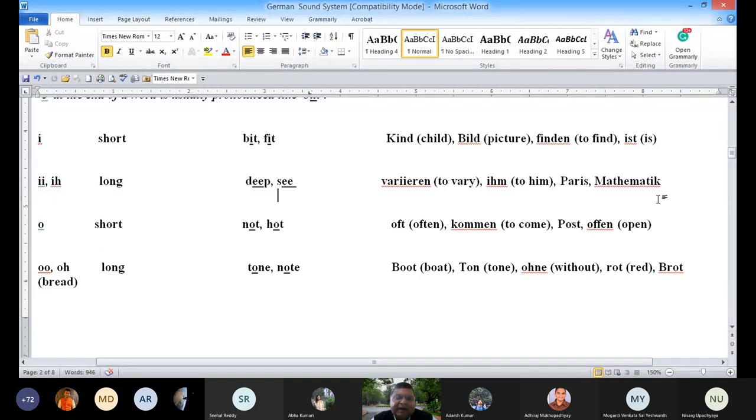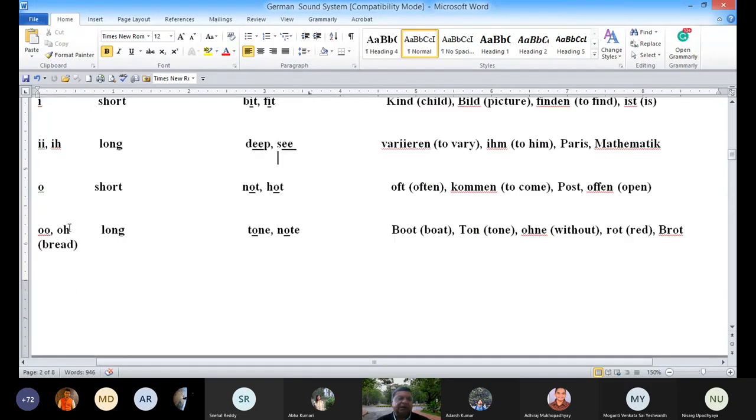So these are the examples of I, short and long. And the last one is O, short and long. What will be the difference when I say short and long? For that you look at English examples. NOT, not. TONE, tone. So these are the sounds. If you're pronouncing NOT, not, HOT, hot, OFT, oft, KOMMEN, common, POST, post, OFFEN, often.